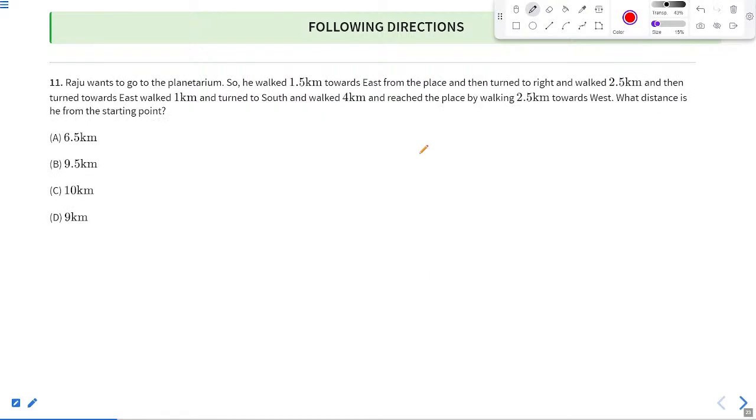11. Raju wants to go to the planetarium. He walks 1.5 kilometers towards east from the place and then turns right and walks 2.5 kilometers and then turns east, walked 1 kilometer. Then turns south and walks 4 kilometers. Reaches the place by walking 2.5 kilometers towards west. What distance is he from his starting point?